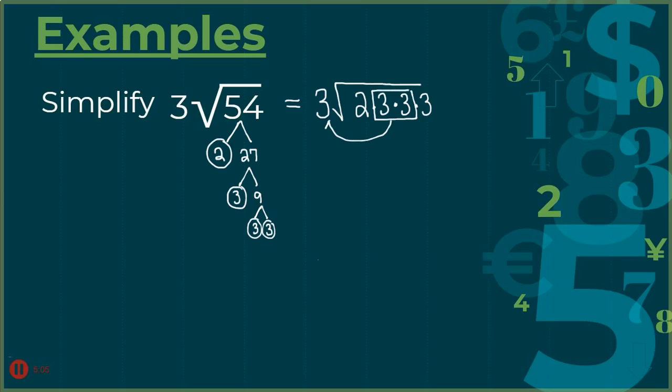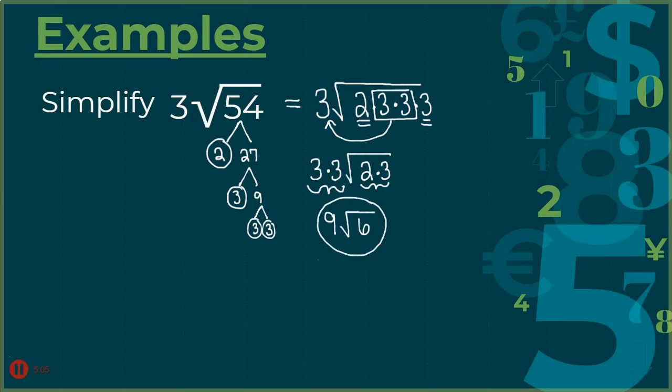So that 3 pulls to the outside with the 3 that's already there. So I now have a 3 that's already there, a 3 I'm pulling out to the outside, and underneath I have a 2 and a 3. So since these are factors, remember they all get multiplied together. So 3 times 3 is going to give me 9. So I have a 9 on the outside. And 2 times 3 is going to give me 6. So I have a 6 underneath my radical. So that's 9 square roots of 6.